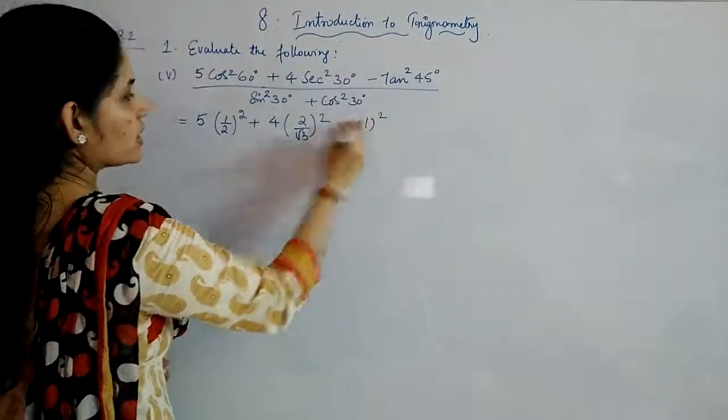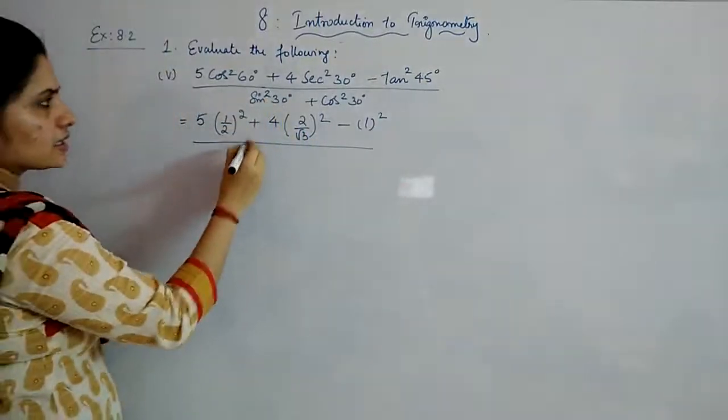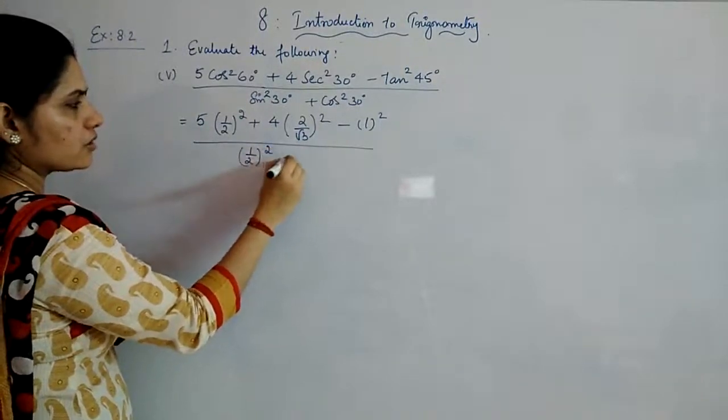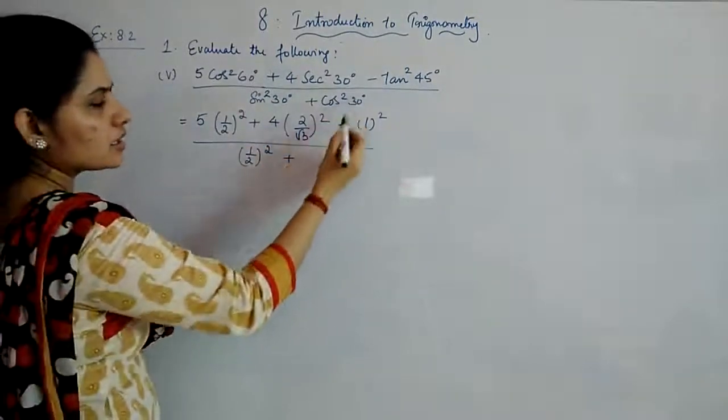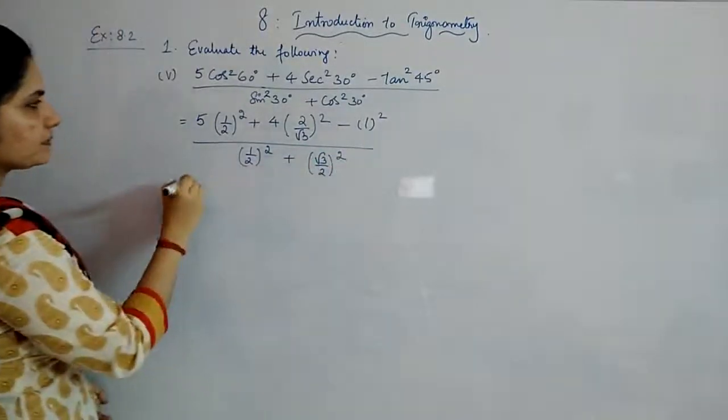Minus tan 45 is 1, so it is 1 square, divided by sin square 30 degree. What is sin 30 degree? 1 by 2. So here you will get 1 by 2 the whole square, plus again cos 30 degree is root 3 by 2. So it is root 3 by 2 the whole square.